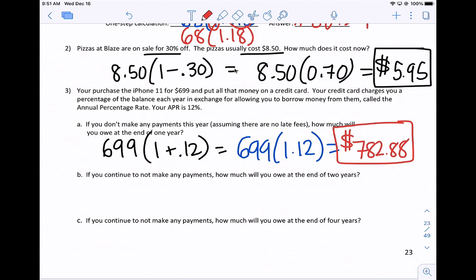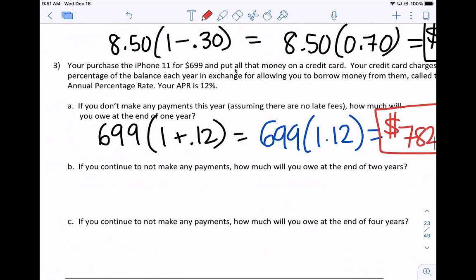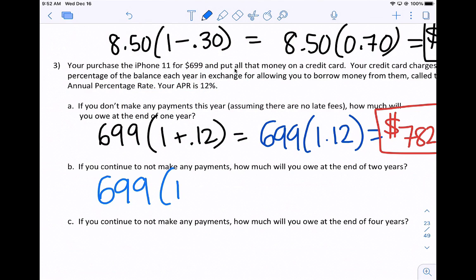All right, so B, it says, if you continue to not make any payments, so you're not paying the credit card company back, how much will you owe at the end of 2 years? So now we still owe the $699 for the phone plus interest for 2 years. So what we're going to do is we're going to take our $699 and we owe the 12% interest off 1 year plus the next year.